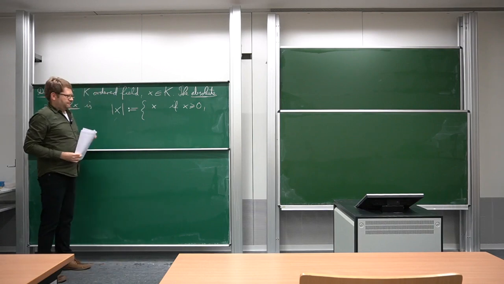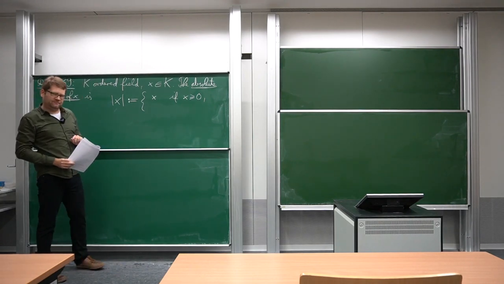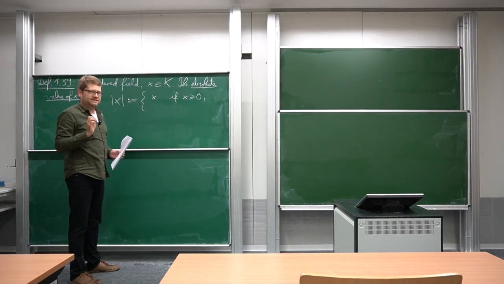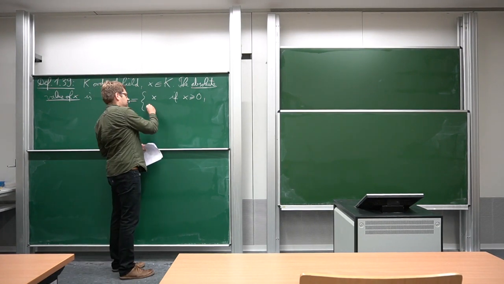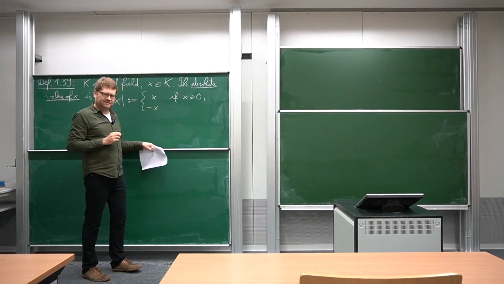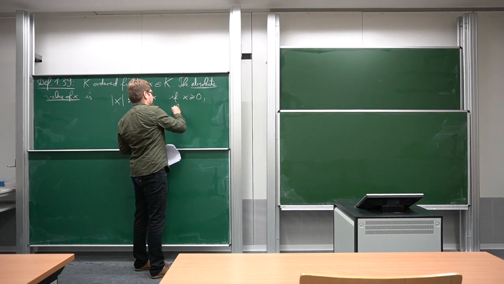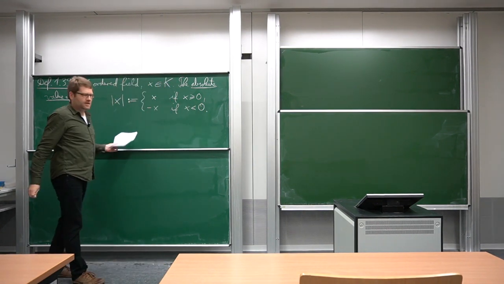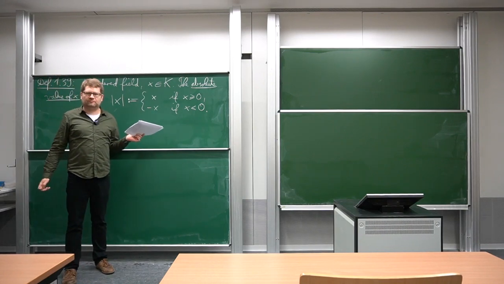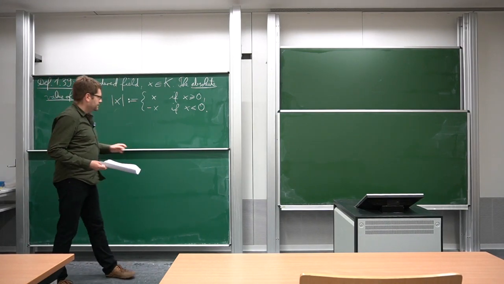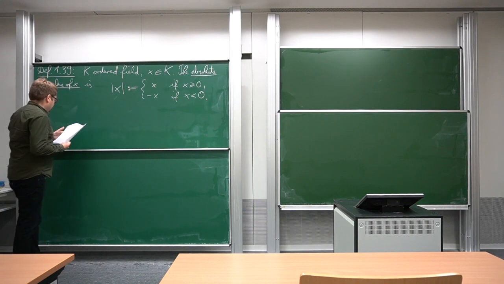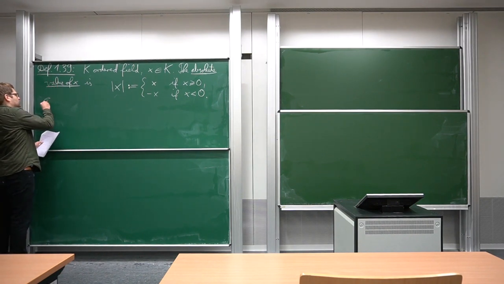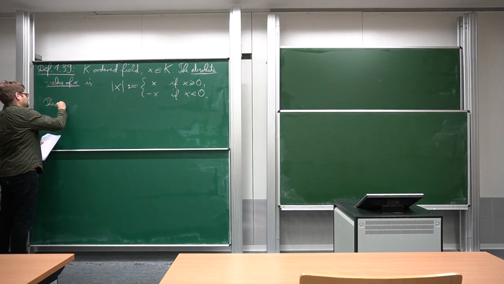So if it's negative, what do we do? We make it positive. This is the idea. So we change its sign, and this is something that we can do quite easily. We just define it as minus x if it's a negative number, if x is smaller than 0. And this definition doesn't use any special thing of the real numbers, we just have used ordered fields. So now we take a look at properties of this absolute value.